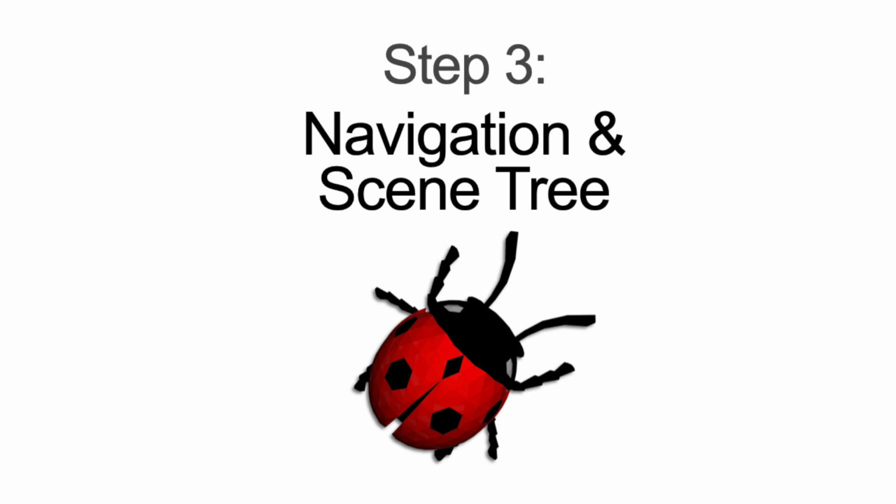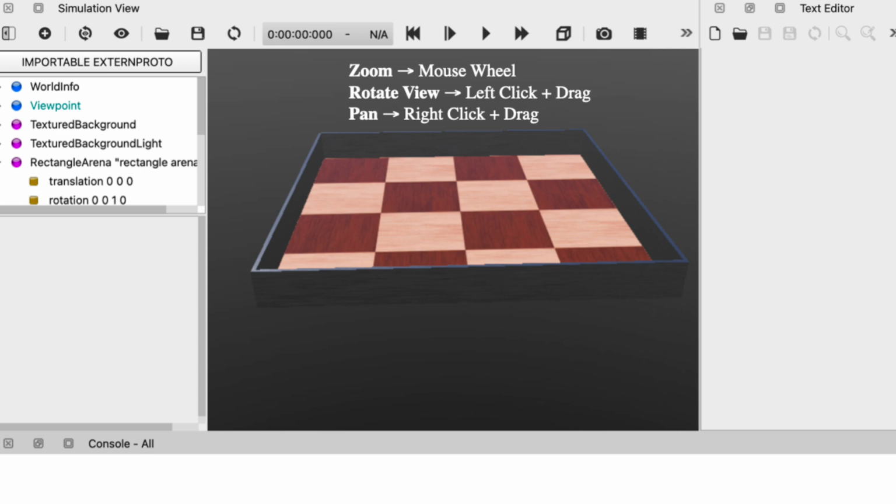Step 3 is to explore the Webots navigation and scene tree. You can navigate the view using your mouse in several ways. To zoom in and out, simply scroll the mouse wheel. To rotate the view, left-click and drag the mouse, which allows you to look around the scene from different angles.